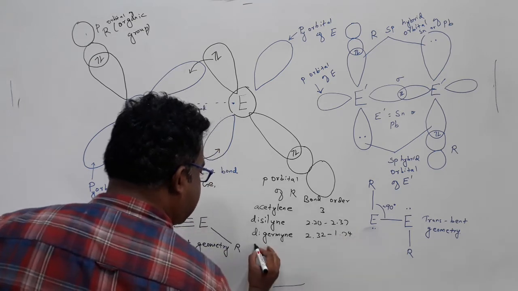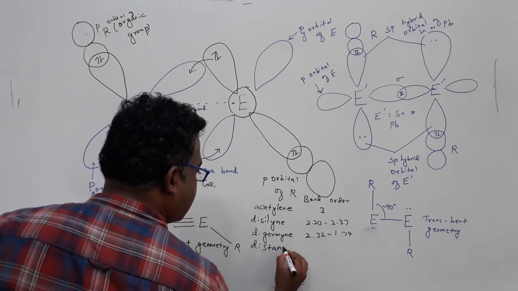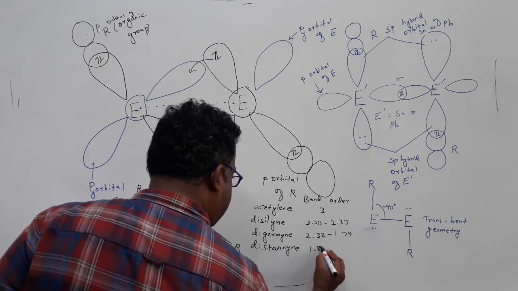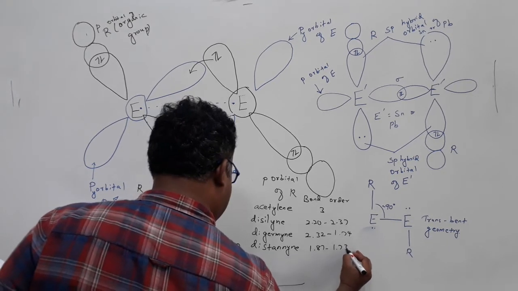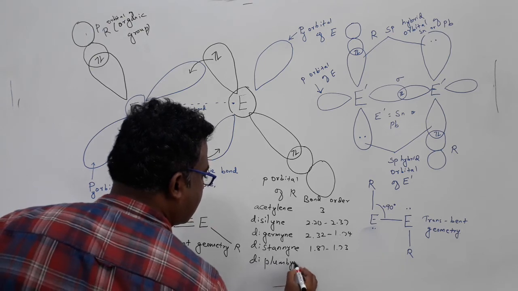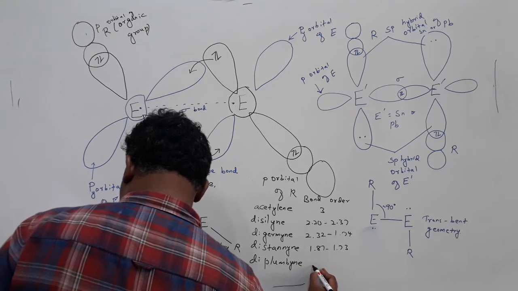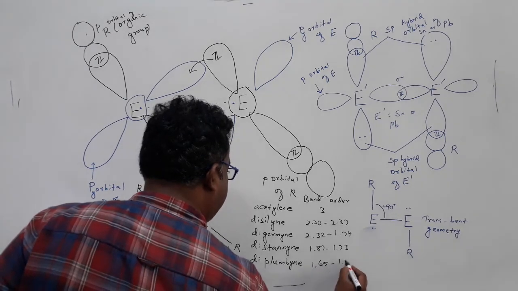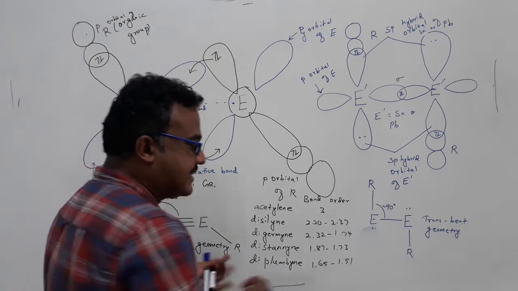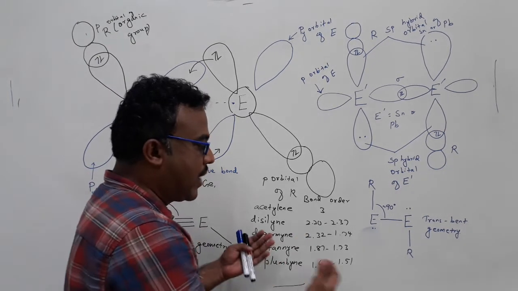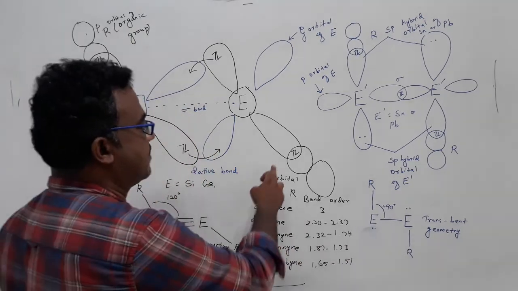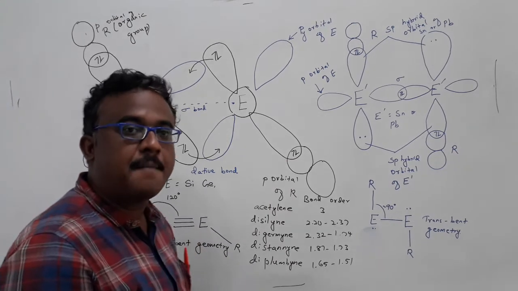Distannyne, it has the bond order of 1.87 to 1.73. Diplumbyne, it has the bond order in the range of 1.65 to 1.51. In all cases, it has a range. Why does it have the wider range? The reason is it will depend upon the type of substituents R. If the R group is changed, the bond order will be changed.